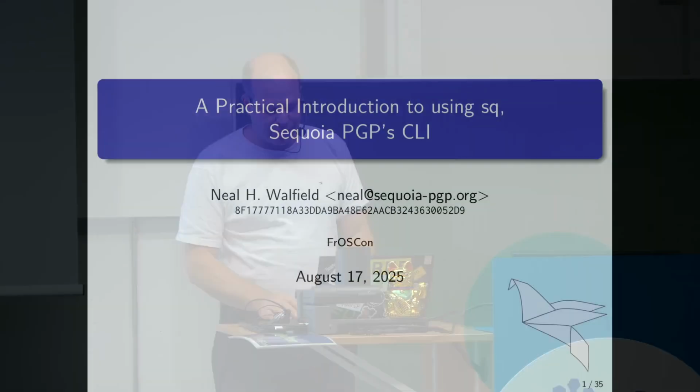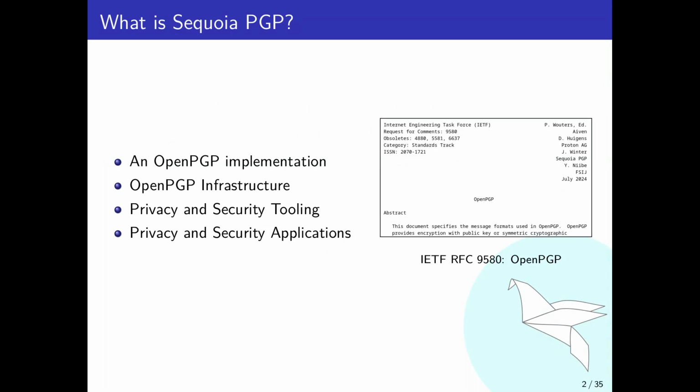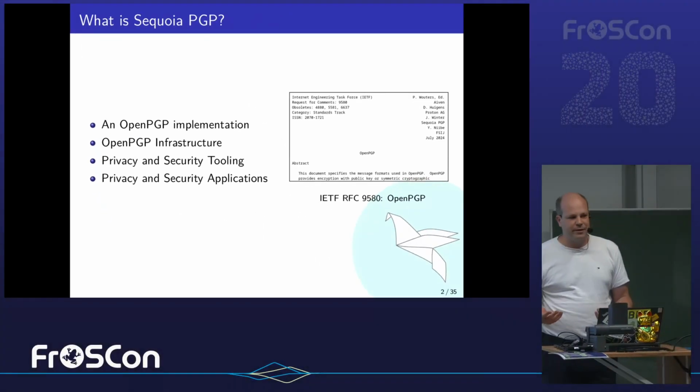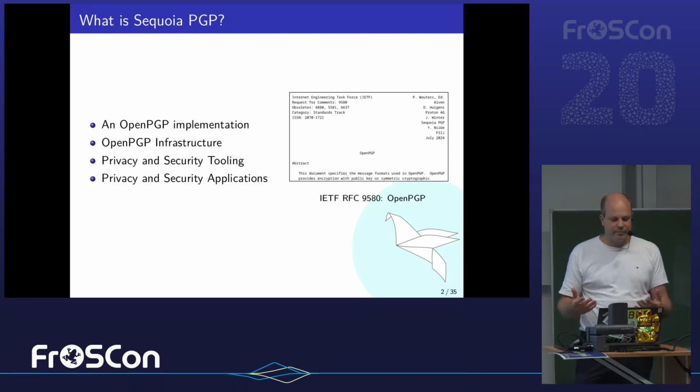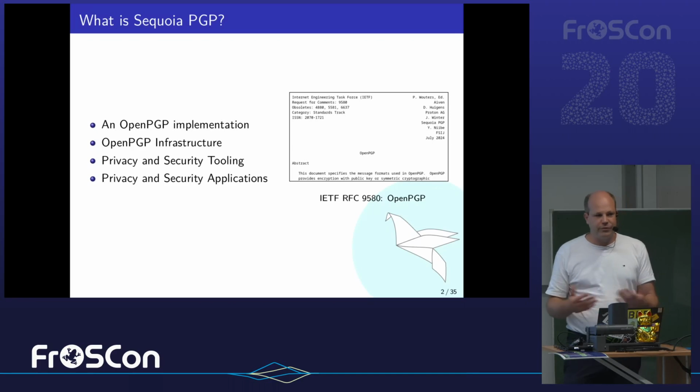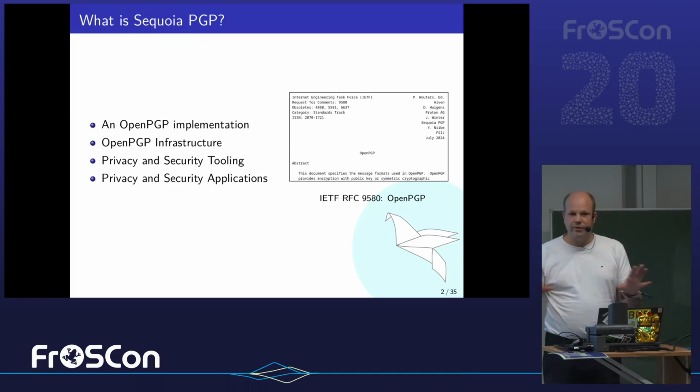Sequoia PGP is an OpenPGP implementation, and today I'm going to talk about a practical introduction to using SQ, which is our command line tool. But before we get into SQ, I want to talk about what Sequoia PGP is. First of all, it's an OpenPGP implementation. OpenPGP is an IETF standard, so it's a wire protocol. And it defines what encrypted messages look like on the wire, what signatures look like, what certificates look like. So it's pretty low level.